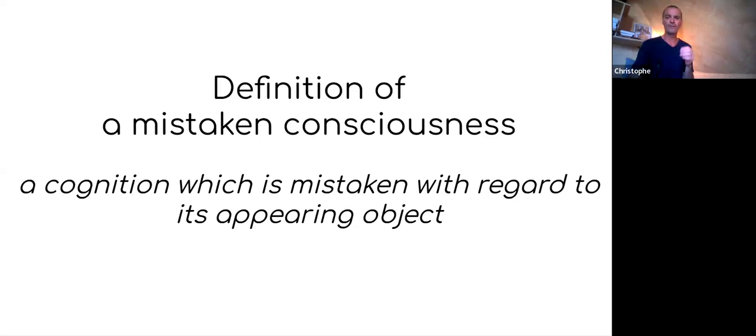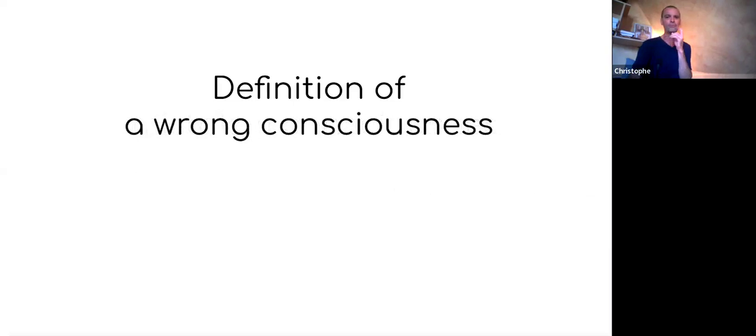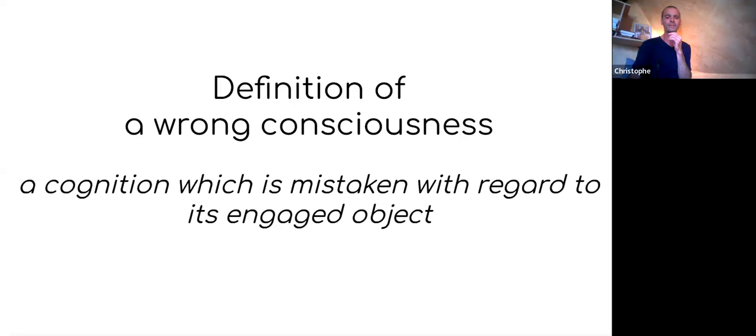Of course, we don't believe in that. We don't say, oh, I have my shoes in my head. That would hurt. Nobody thinks that the conceptual image in my mind is the object itself. Nobody would say so. But still, the image looks like the object itself. So a wrong consciousness is easy. That's a cognition which is mistaken with regard to its engaged object.